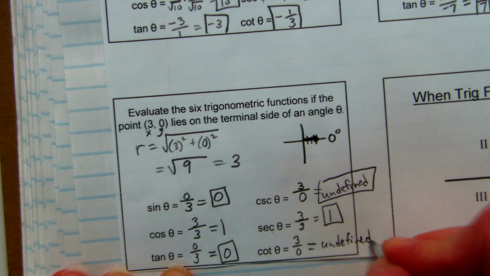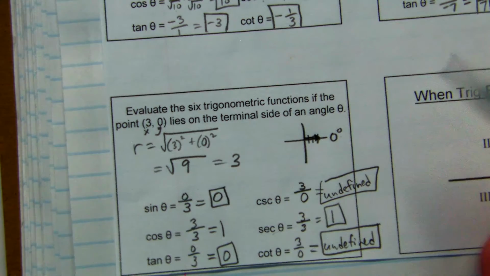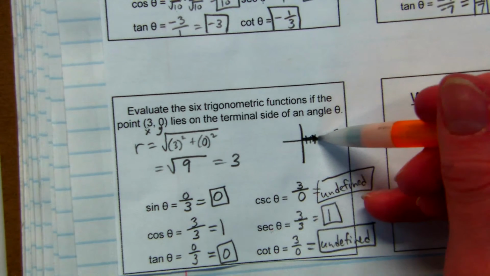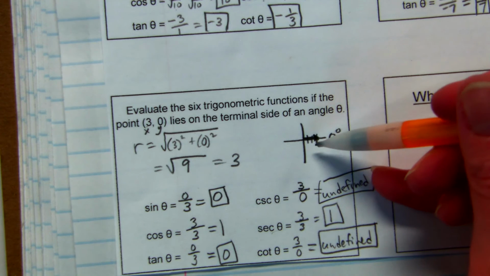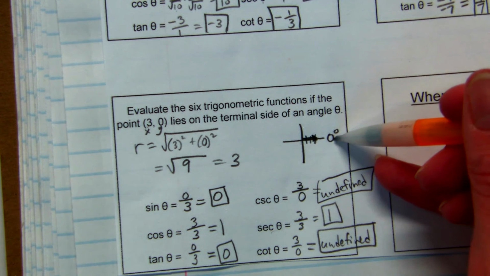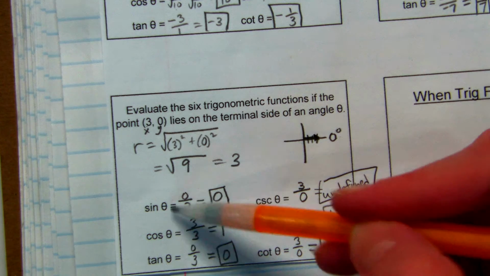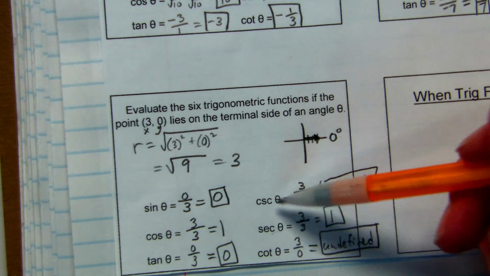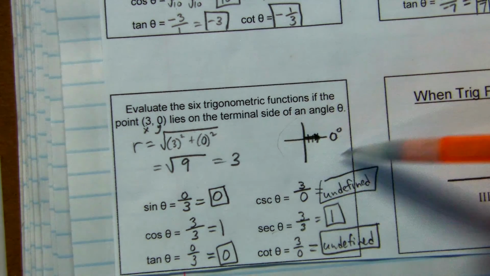Now what's cool about thinking about this in terms of a point on an angle is it wouldn't have to be 3, 0. It could be 5, 0. It could be 1, 0. Any point that lies along here is going to be on an angle of 0 degrees. Your sine, cosine, tangent, cosecant, secant, cotangent are always going to give the same values.